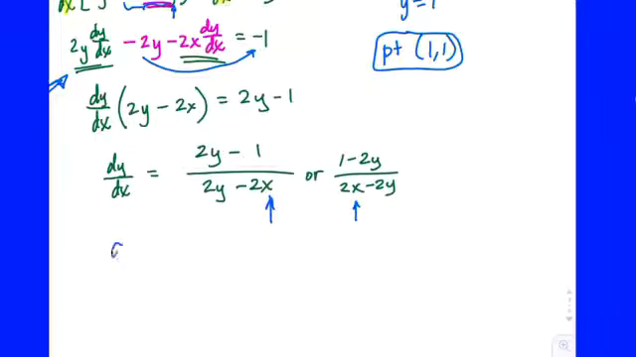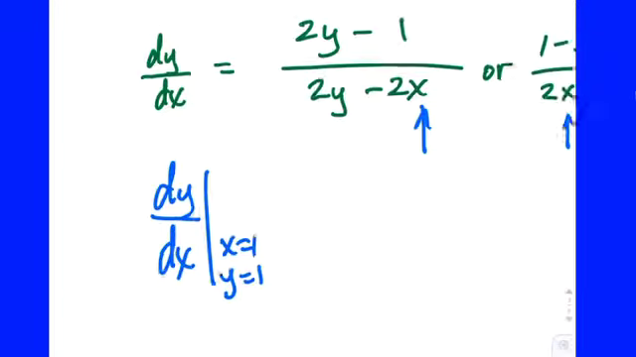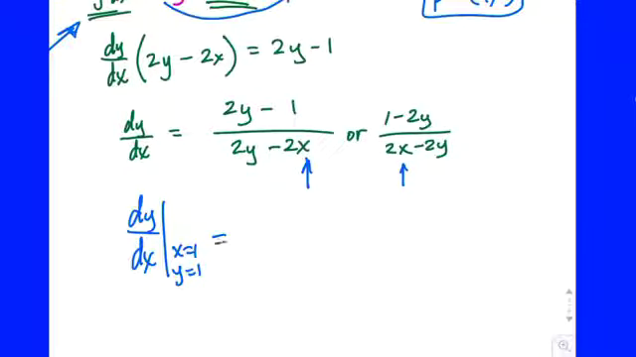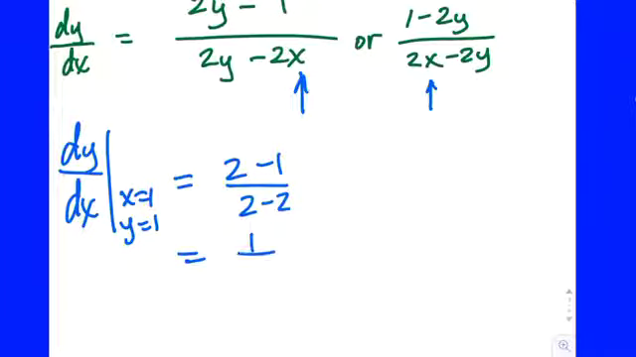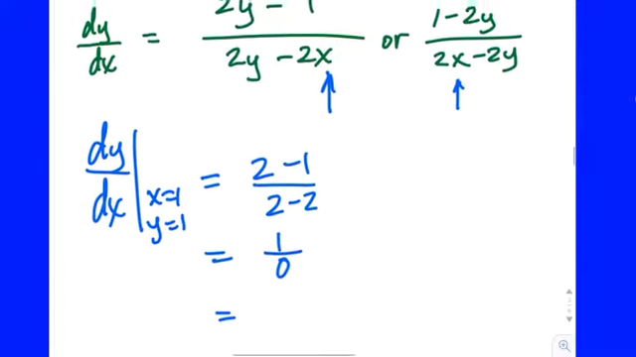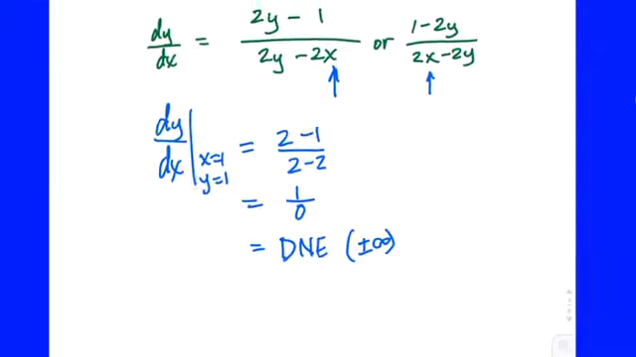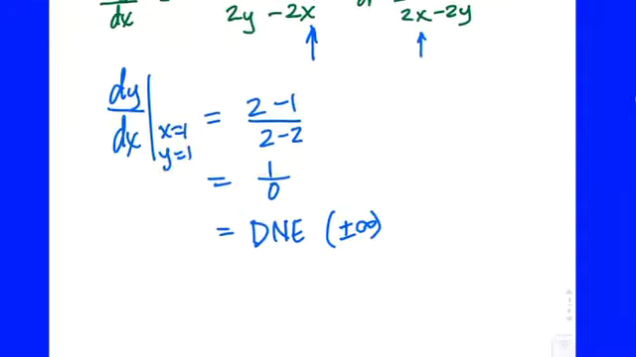So now, since I solved for dy/dx, I can just use Leibniz notation. You could also say when x equals 1 and y equals 1. So that's another way to do it. The ordered pair just looks a little bit cleaner. And then you plug in. I'll plug into the first one. So I get 2 minus 1 all over 2 minus 2, which is 1 over 0, which is what? D and E. So the slope is undefined, which means it's undefined because it's what type? Yeah, the graph of the derivative would have a vertical asymptote there, and it's because the slope itself is infinite.